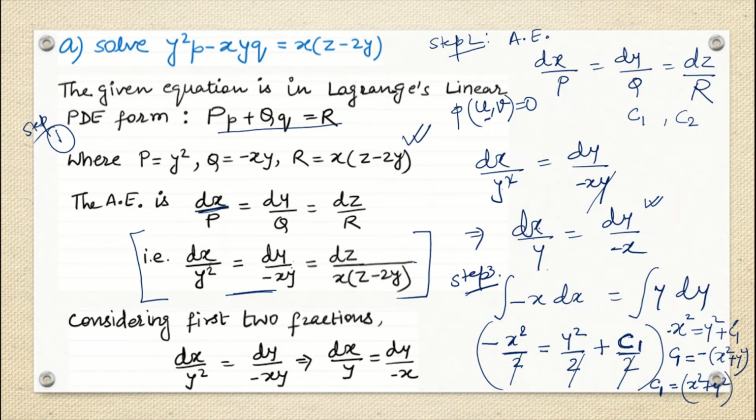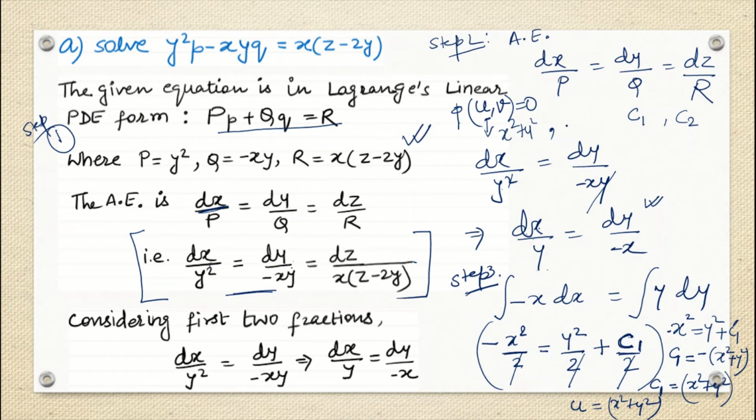Fine. So this C1 only I will be replacing with u. That means one specific solution. That means one solution I have got of this Lagrange's auxiliary equation, that is nothing but x square plus y square. So in the form phi of u comma v, instead of u I will be writing x square plus y square. But I need to know what this v is.